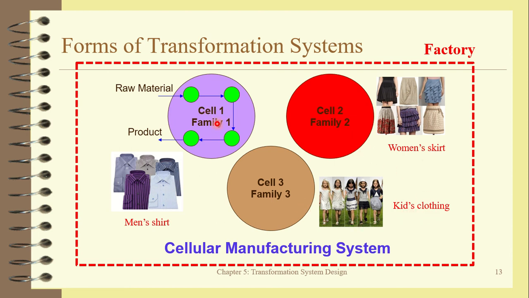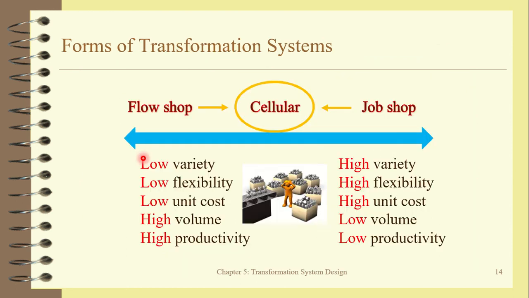In each cell, they don't produce just one product, just one item. They produce a variety of items, but in the same family. Like men's shirts, you can see that the color is different, the pattern is different, but it is still a men's shirt. This is called the family of the product. So you can see here the different benefits given from different systems.